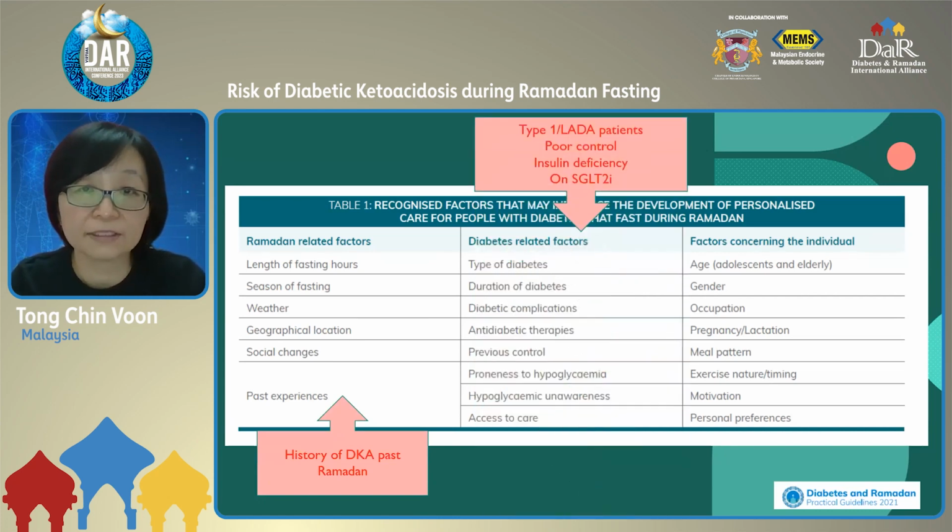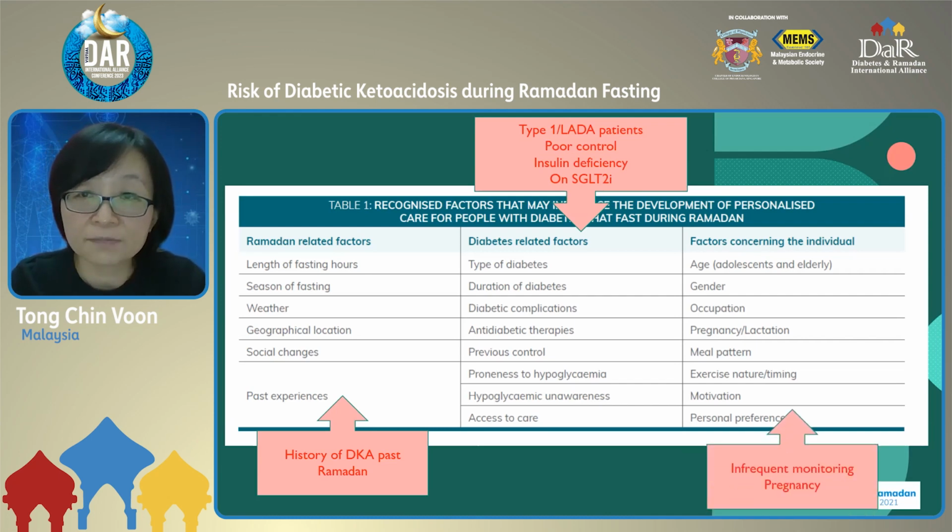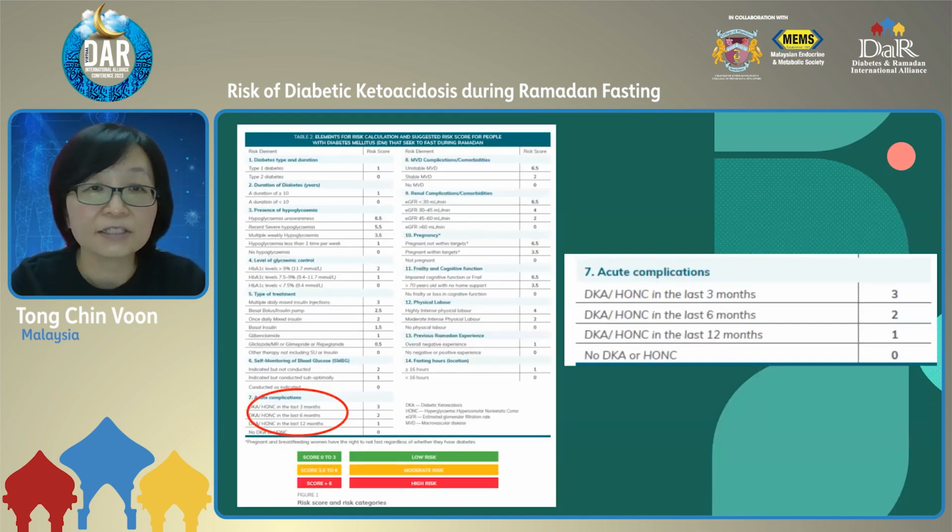In terms of types of diabetes, patients with type 1 are probably at higher risk for DKA. Patients with a poorly controlled A1C, or if they have insulin deficiency, and if they are on newer drugs such as the SGLT2 inhibitor. And in terms of the factors concerning the patient, if a patient is less motivated, for example, has infrequent monitoring of blood glucose, or if the patient is pregnant, these are factors that we need to recognize.